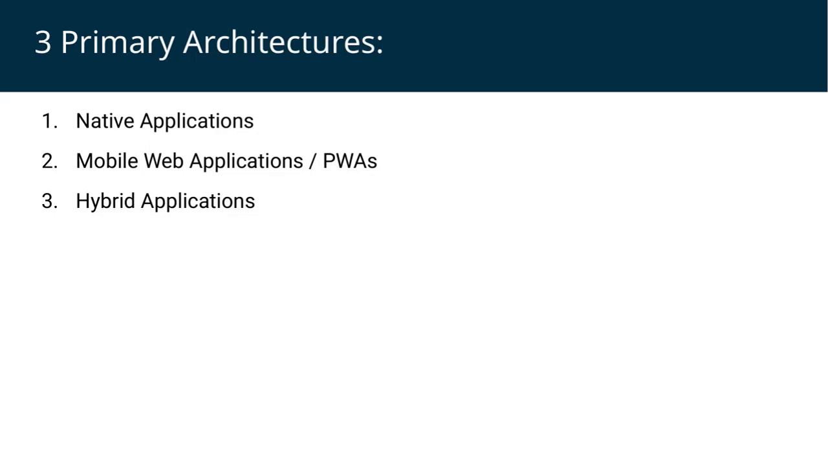When we talk about building apps, there are three main ways to approach it. First, native applications. These are built specifically for one platform, like iOS or Android, giving the best performance and user experience. Then, mobile web applications, or PWAs. These run in a browser but feel like apps, offering flexibility across devices. And finally, hybrid applications, a mix of both, combining native features with web technologies. These three architectures shape how we create and deliver mobile experiences today.